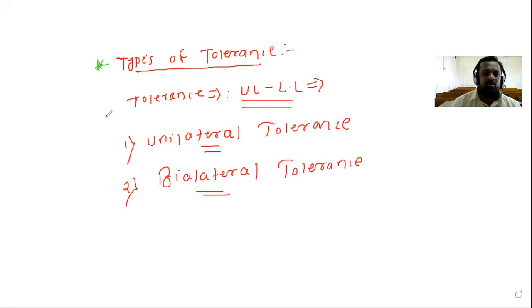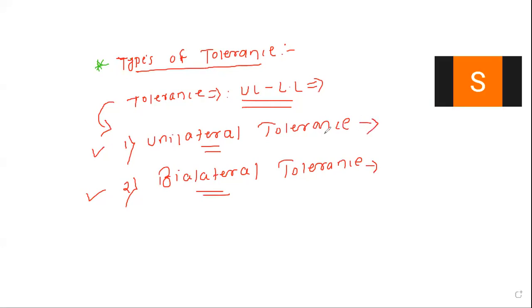Again, the tolerances are classified into two types. The first type is unilateral tolerance, and the second is bilateral tolerance. Then what is meant by uni and what is meant by bi? Uni means only one and bi means two. Just remember the definitions of unilateral and bilateral tolerance from these two words only. Uni means one, and bi means two.